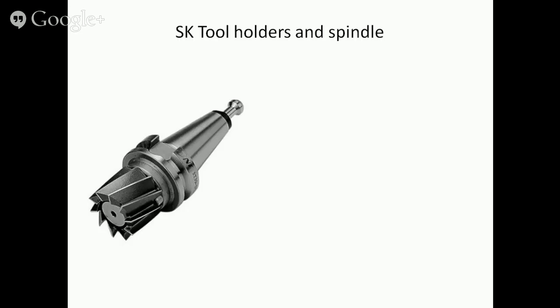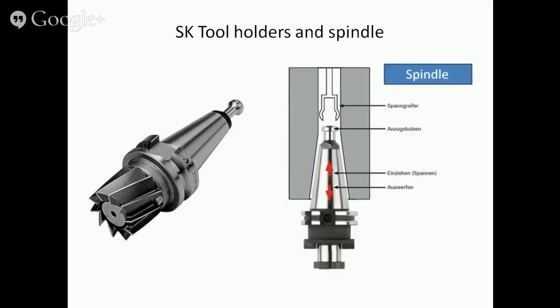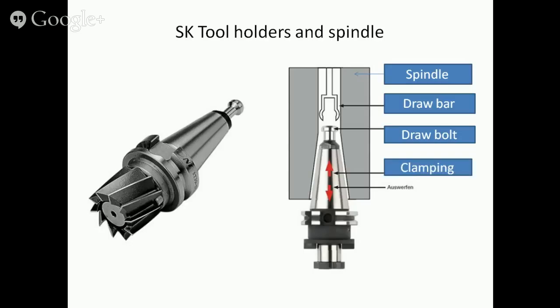Steep taper tool holders are clamped to the spindle by a draw bar, which engages on the draw bolt. For clamping, the drawbar moves up. For releasing, the drawbar moves down.